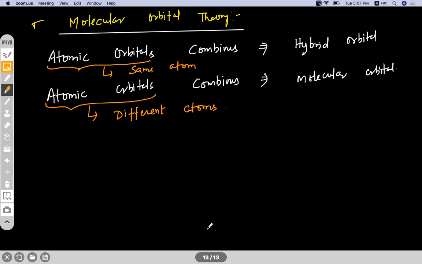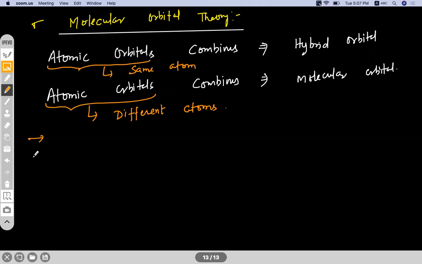Yes, Shraddha. Got it. Understood. Okay. So the first point is the difference between molecular orbital and hybrid orbital: in molecular orbital, we have different atoms involved. Now, two or three points to write down, and then I'll discuss the other things here.